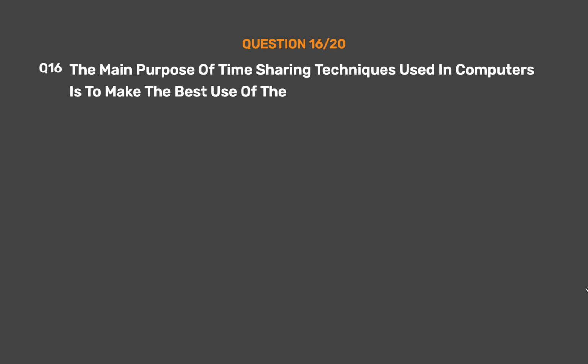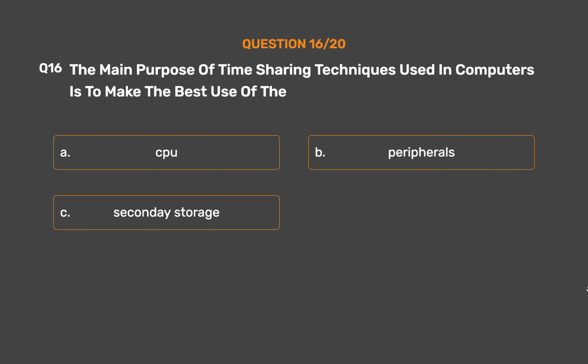Question number 16. The main purpose of time-sharing techniques used in computers is to make the best use of the option A, CPU. Option B, peripherals. Option C, secondary storage. Option D, floppy disks.